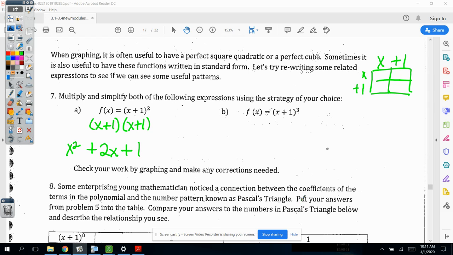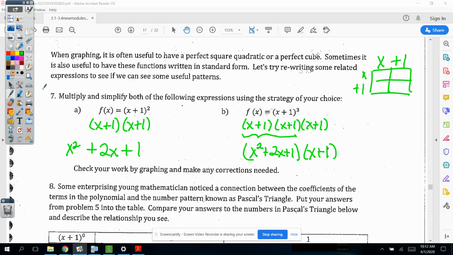Now, if I was to do x plus 1 to the third, you would have to write it out 3 times, x plus 1 times x plus 1 times x plus 1. And you can only multiply 2 things at a time. So you would do these two first, which thankfully I've already done right here. That's x squared plus 2x plus 1. And then you would take that guy times x plus 1.